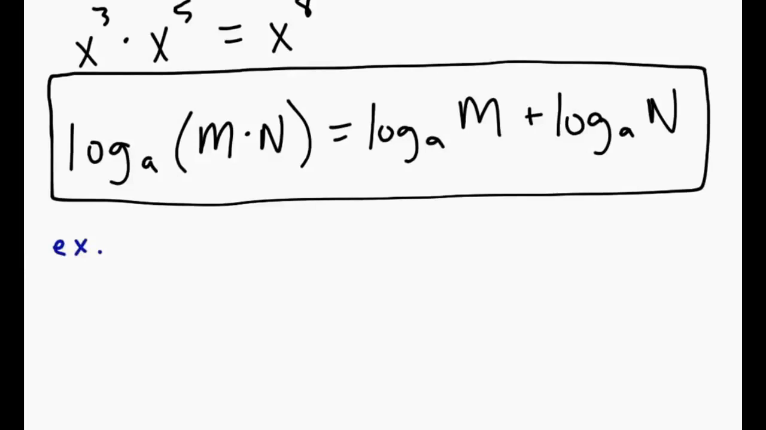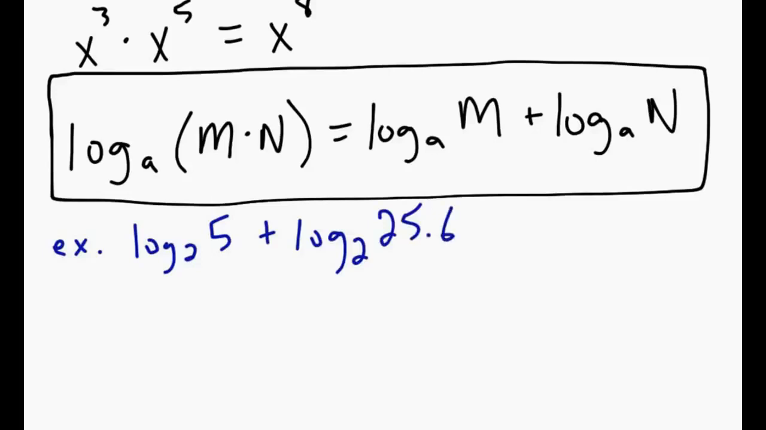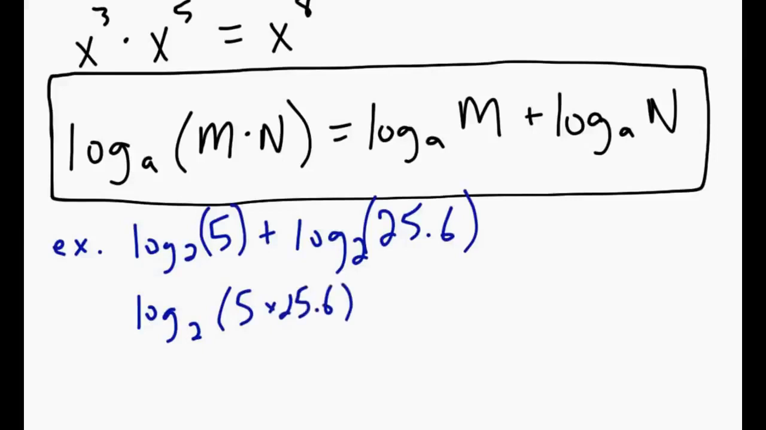So let's try one quick example. If I gave you log base 2 of 5, and we're going to add log base 2 of 25.6. You can have these in brackets or not, it doesn't really matter. Sometimes you see them with, sometimes you see them without. So if we use this formula that we just did, but in reverse order, that would be the same thing as log base 2 of 5 times 25.6. And if you simplify that on your calculator, 25.6 times 5 is 128.